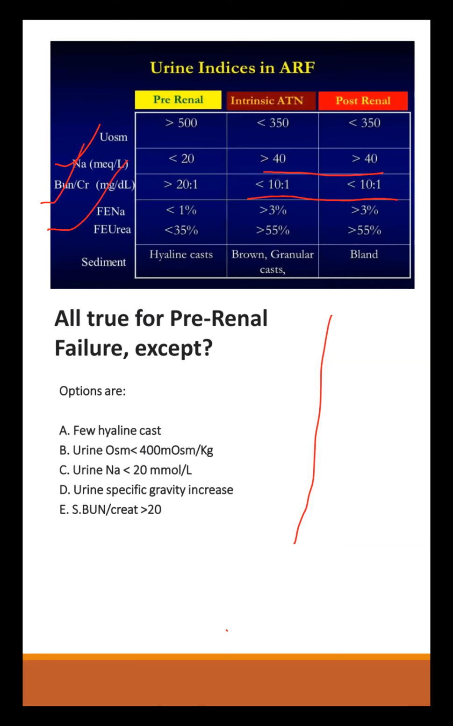Now this question will be answered by Dr. Ramzan. Okay, ma'am. All true for pre-renal failure except: urine osmolality less than 400.